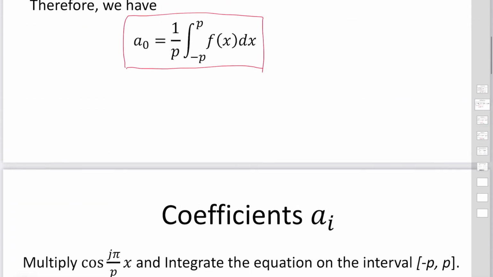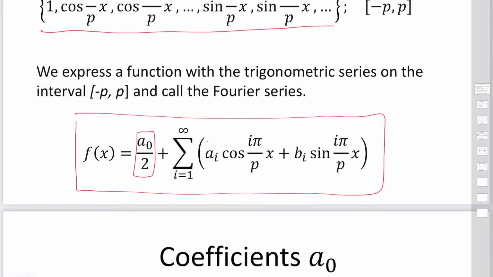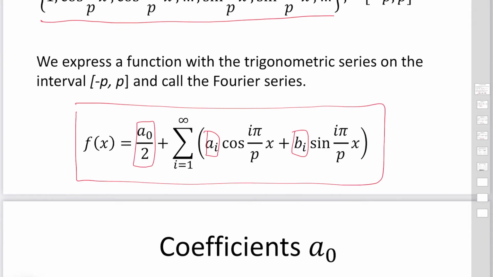Using these formulas, you can substitute a sub i, b sub i and a sub 0 into this equation. We can express the function f using the cosine functions and the sine functions. So we express the function f with a trigonometric series. This is a Fourier series.